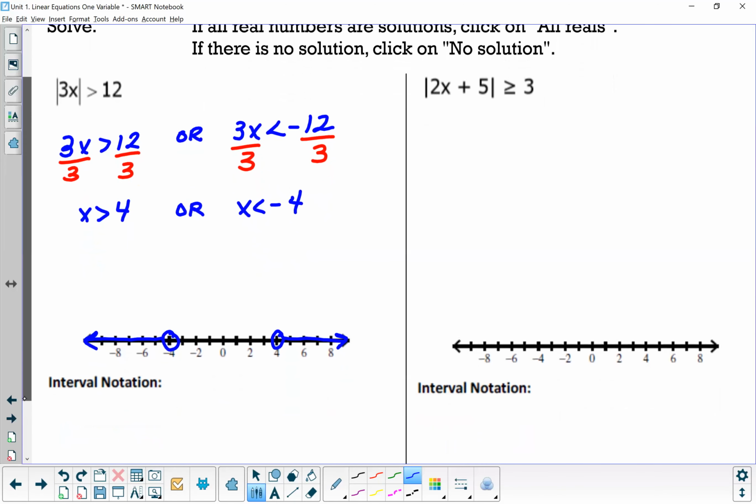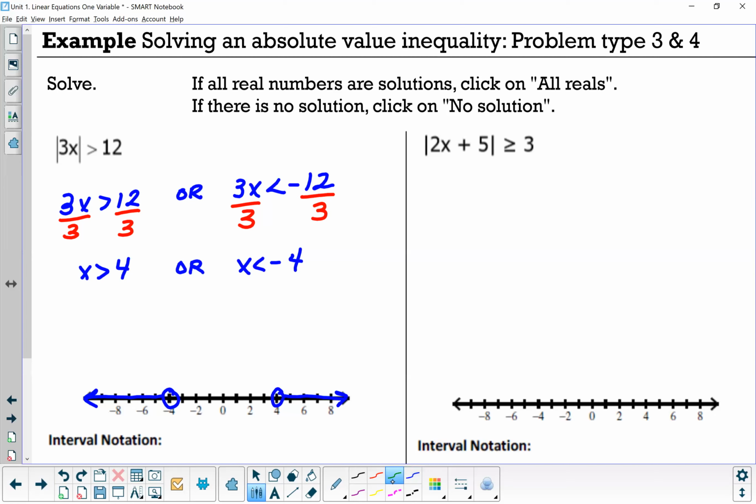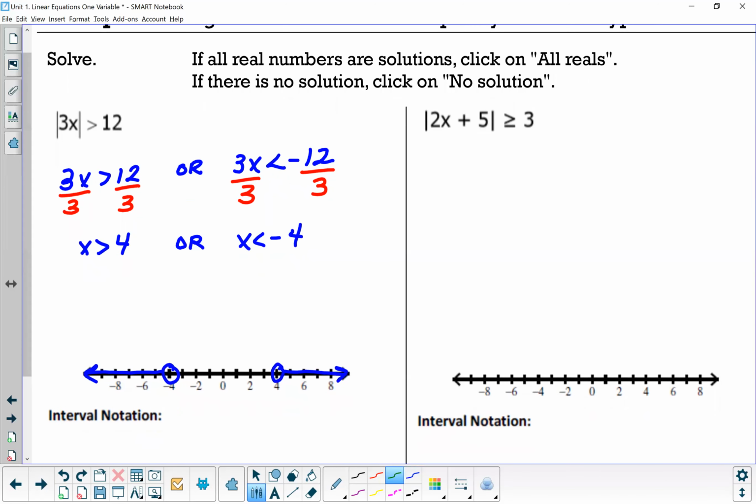All right, so our interval notation, remember what you have here. You have -infinity to -4. And here you have 4 to infinity. So our parts go, parenthesis always for infinity. So parenthesis, -infinity, comma, and then -4. Parenthesis whenever you have an open circle. Union. Parenthesis, 4, comma, infinity. Parenthesis.